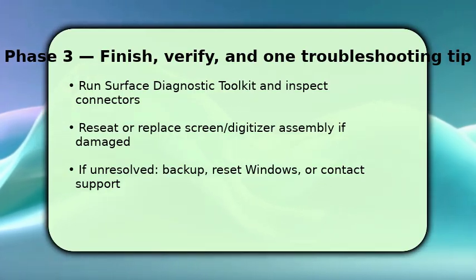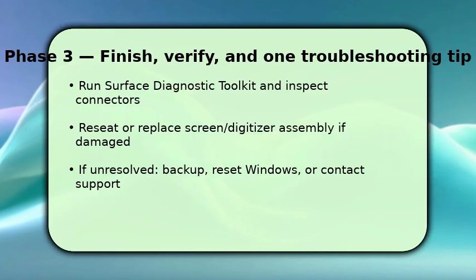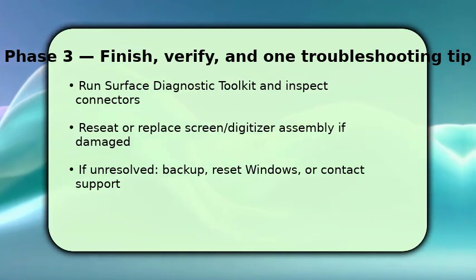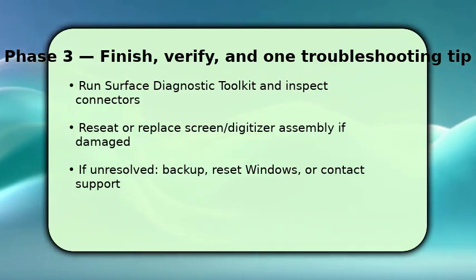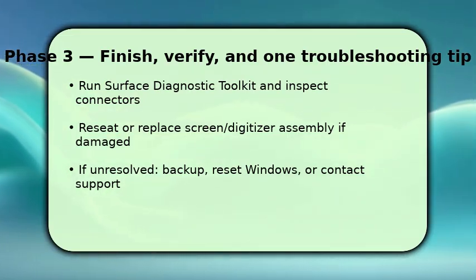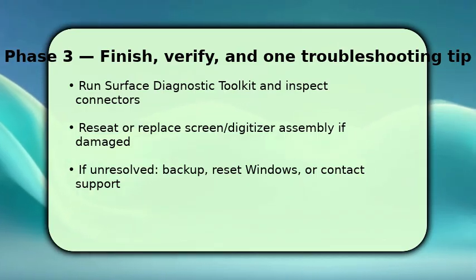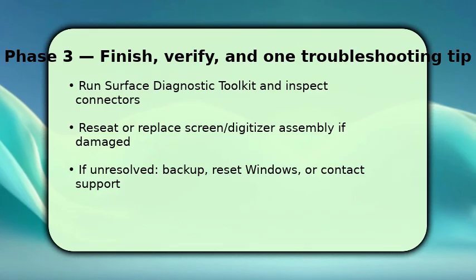Run the Surface Diagnostic Toolkit to read sensors and error codes, inspect connectors and the digitizer for physical damage, reseat or replace the screen assembly if you find loose cables or cracks. Once hardware is confirmed OK, back up your data and perform a Windows reset as a last software resort. If problems continue, contact Microsoft support or an authorized repair center.